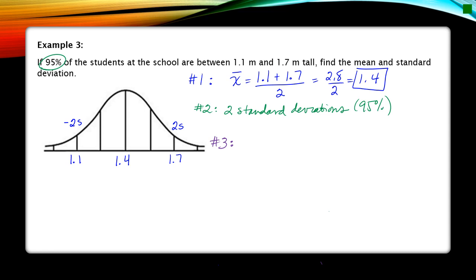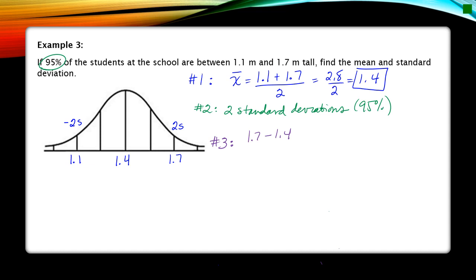All right, back to step 3. We're going to subtract one of our points and the mean. Now, I would do this so that you're getting a positive answer. So what I'm going to do is take 1.7 and subtract the mean, which is 1.4. You could have done 1.1 minus 1.4, but then you would be getting a negative number.